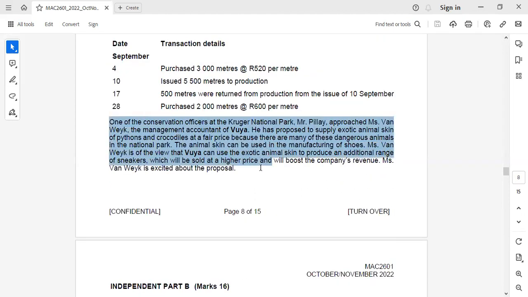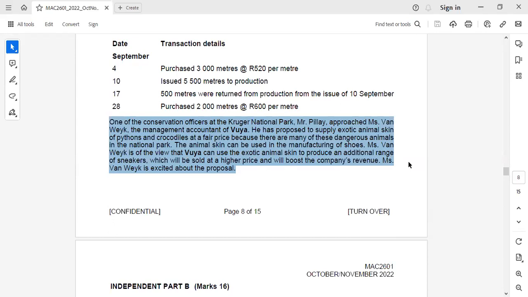One of the conservation officers at the Kruger National Park, Mr. Pillay, approached Miss Van Wyk, the management accountant of Vuya. He has proposed to supply exotic animal skin of pythons and crocodiles at a fair price, because there are many of these dangerous animals in the national park. The animal skin can be used in the manufacturing of shoes. Ms. Van Wyk is of the view that Vuya can use the exotic animal skin to produce an additional range of sneakers, which will be sold at a higher price and will boost the company's revenue. Ms. Van Wyk is excited about the proposal.